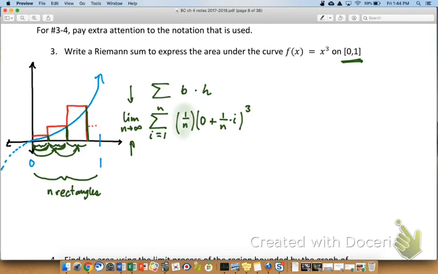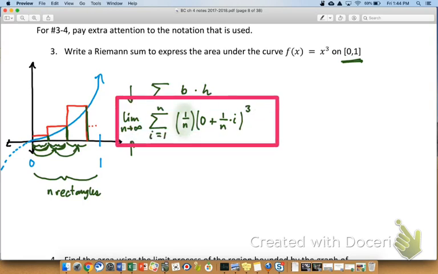Okay, so this right here that I'm going to put in this lovely pink box, this is what we call a Riemann sum for the area under the curve. Nice color, huh?